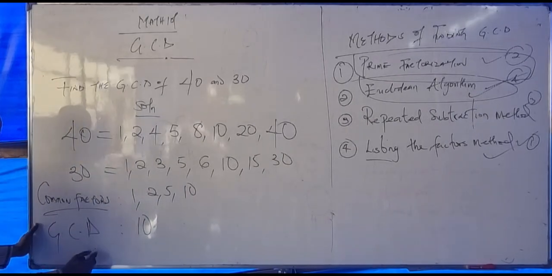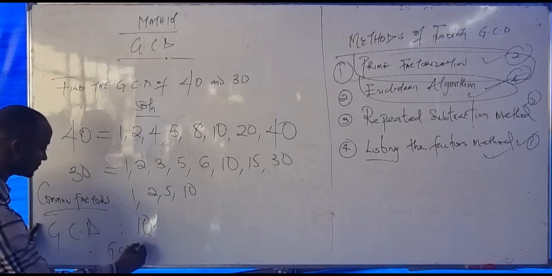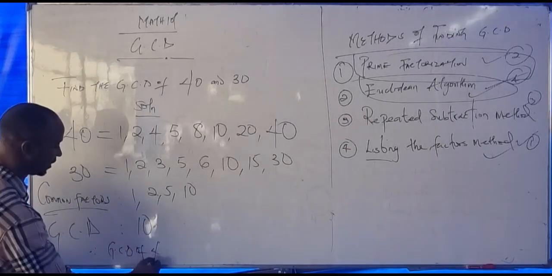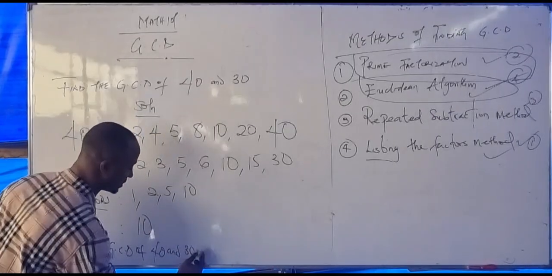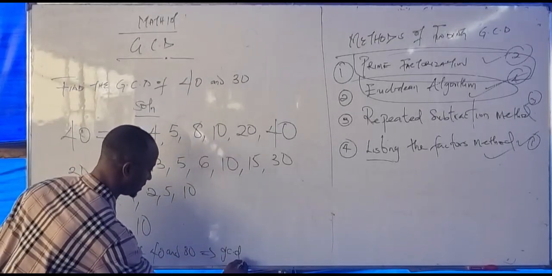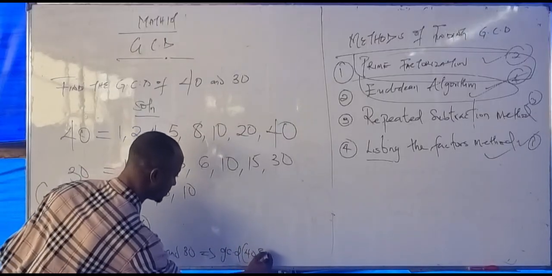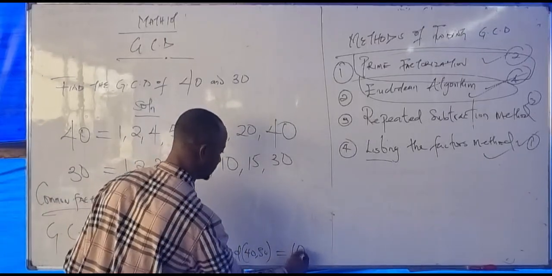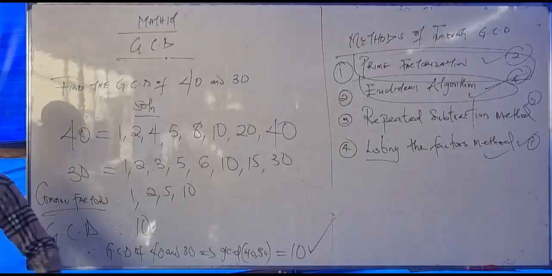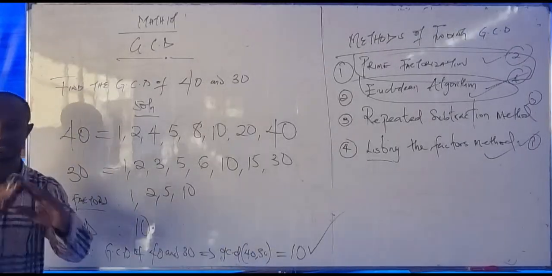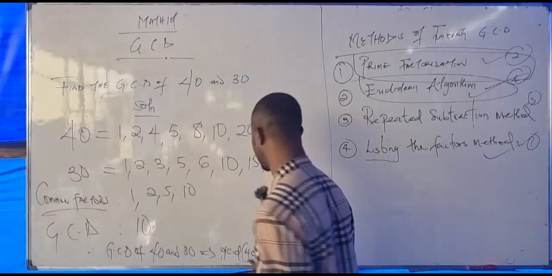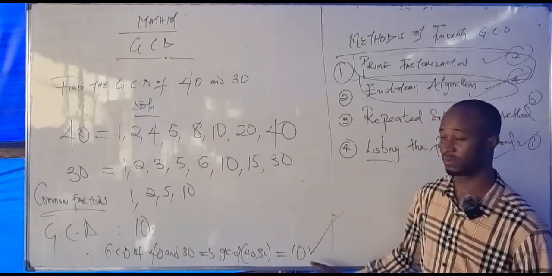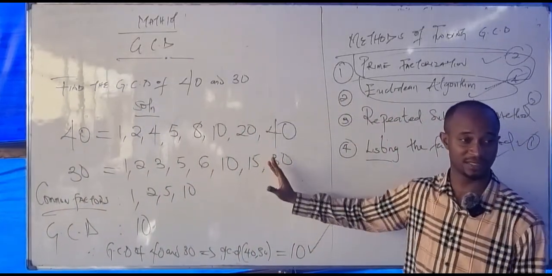Is 10. Therefore, GCD of 40 and what, and 30, which is always in this form. GCD of 40, what, 30 is equal to what? Somebody? 10. When you see this kind of question, GCD, where we have 40 and 30, that means GCD of 40 and what and 30 is equal to what? Yeah? 10. This is simple, right?